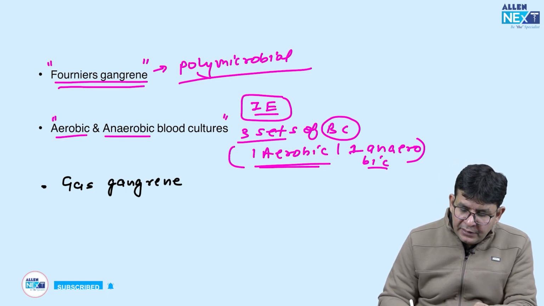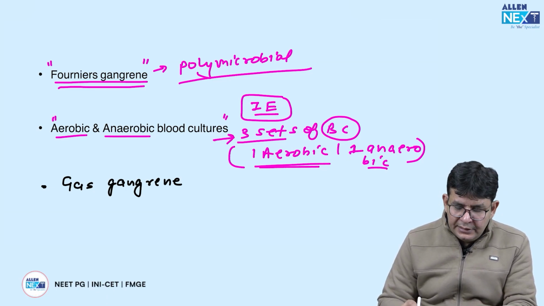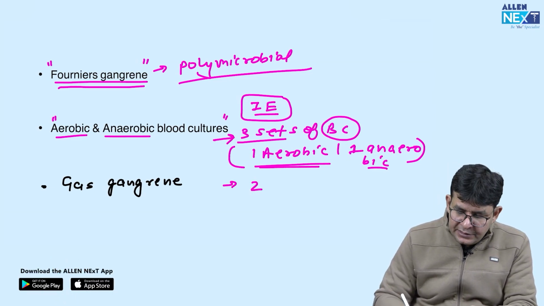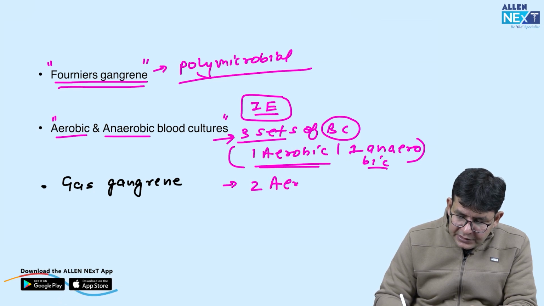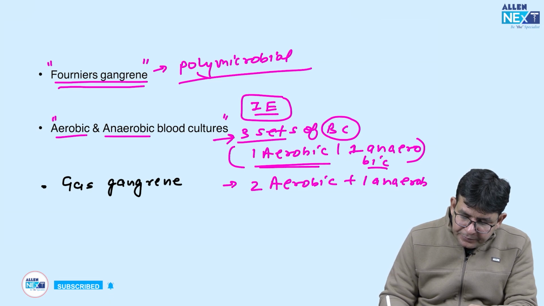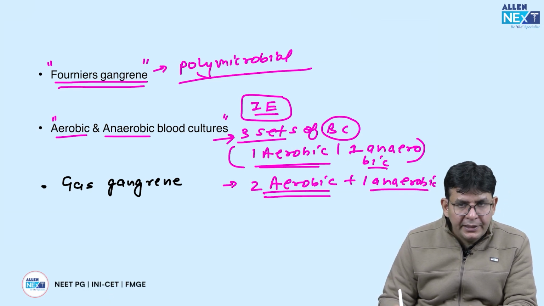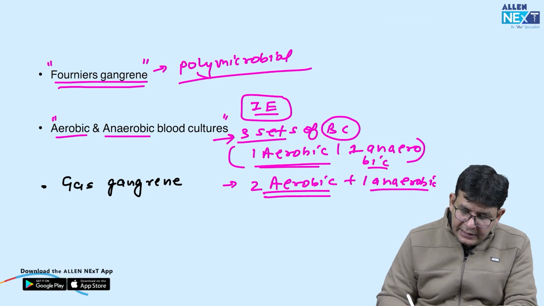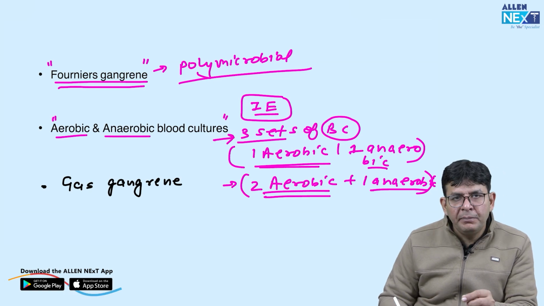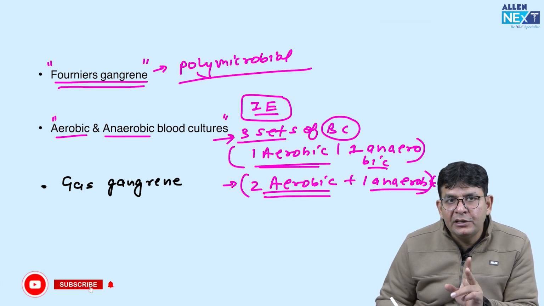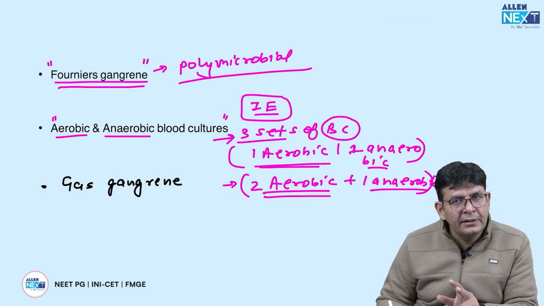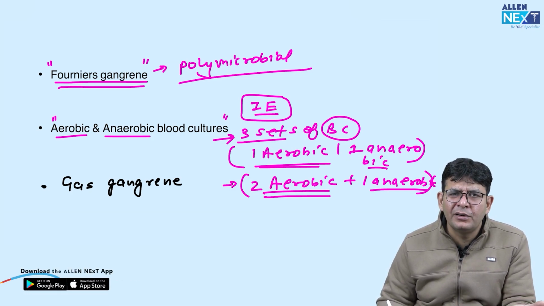This also has to be done. 3 sets of blood culture are to be taken. Then if that was not in the exam, you can do another thing also: 2 aerobic cultures and 1 anaerobic culture. That can also be done. Means if you're doing it for the first time, you take 2 aerobic ones and 1 anaerobe, to increase the yield.